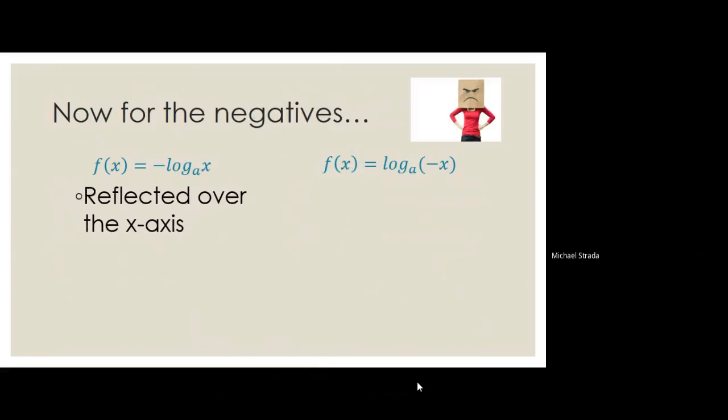All right. And then f of x equals negative log a of x is reflected over the x-axis. Log a of negative x is reflected over the y-axis. So negative outside flips it beneath, and negative on the inside flips it to the left.